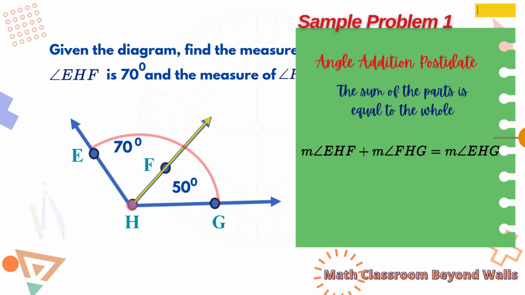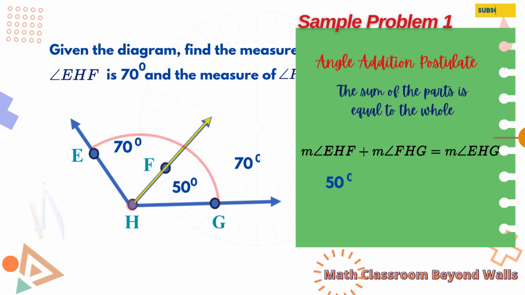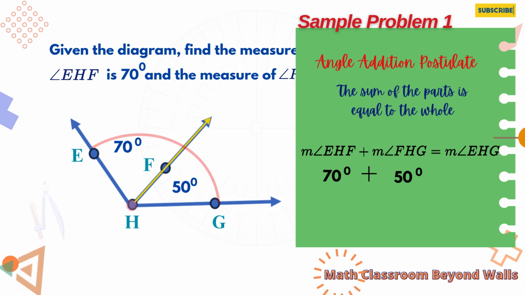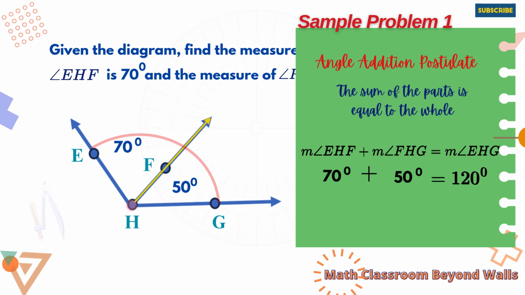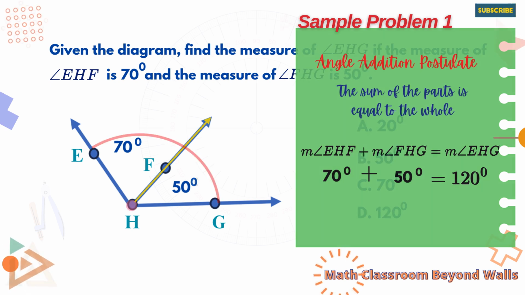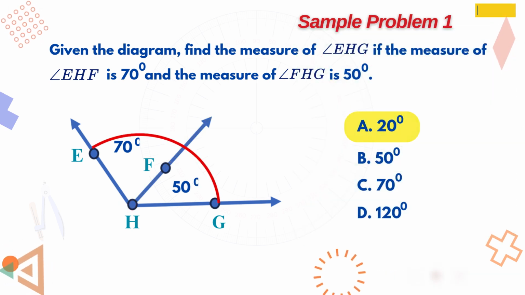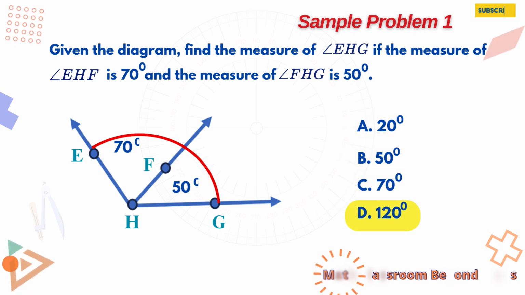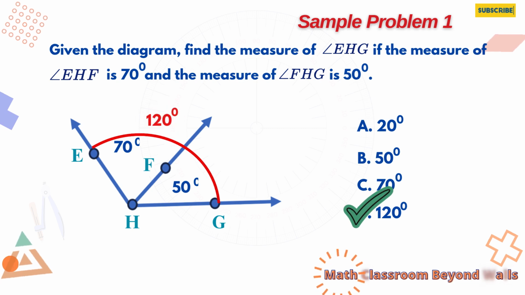Plugging in the values we have, adding 70 degrees and 50 degrees gives us 120 degrees. So, what is our answer, learners? Is it option A, option B, option C, or option D? Okay, so the answer is option D. That was easy.